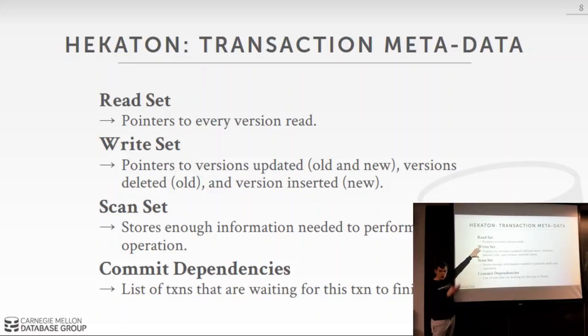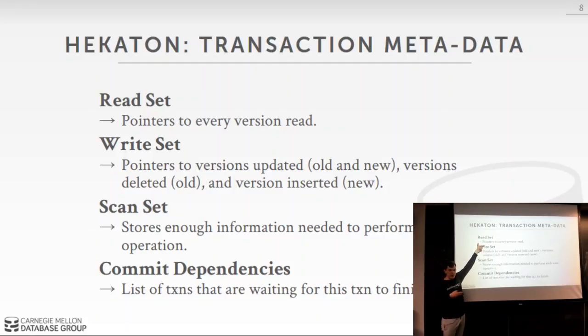And Hyper is going to choose to record less information because it wants to be optimized for OLAP queries, whereas in Hekaton, they're trying to optimize for OLTP queries. So Hyper is still going to support OLTP workloads, but for OLAP queries, some of these things, as we'll see later on, become expensive. So they're going to have the read and write set for every transaction.